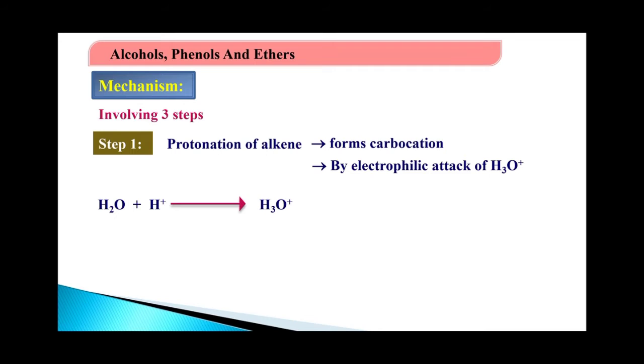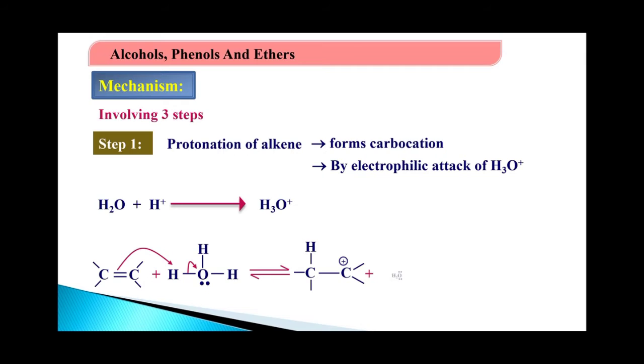Now you already have the alkene in the reaction mixture, which is an electron rich center. The electron rich alkene goes and attacks the proton, that is H of the H3O plus, by shifting of the bond towards the oxygen which was carrying the positive charge, to give rise to CHC plus, where the carbocation intermediate is formed along with the byproduct water.